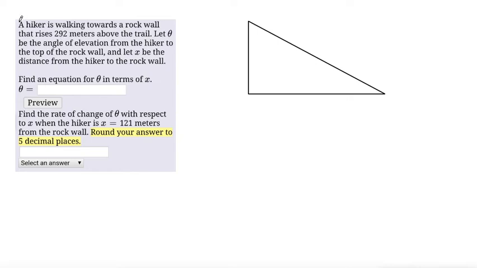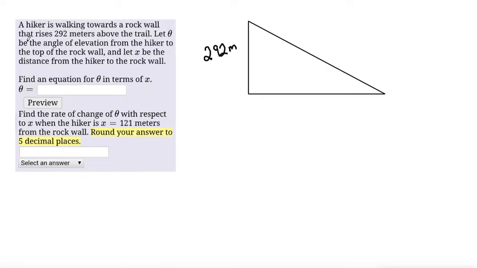So this problem says a hiker is walking towards a rock wall that rises 292 meters above the trail. So let's say that this horizontal length of the triangle is the trail. So the rock wall would be this side over here. The height of this would be 292 meters.